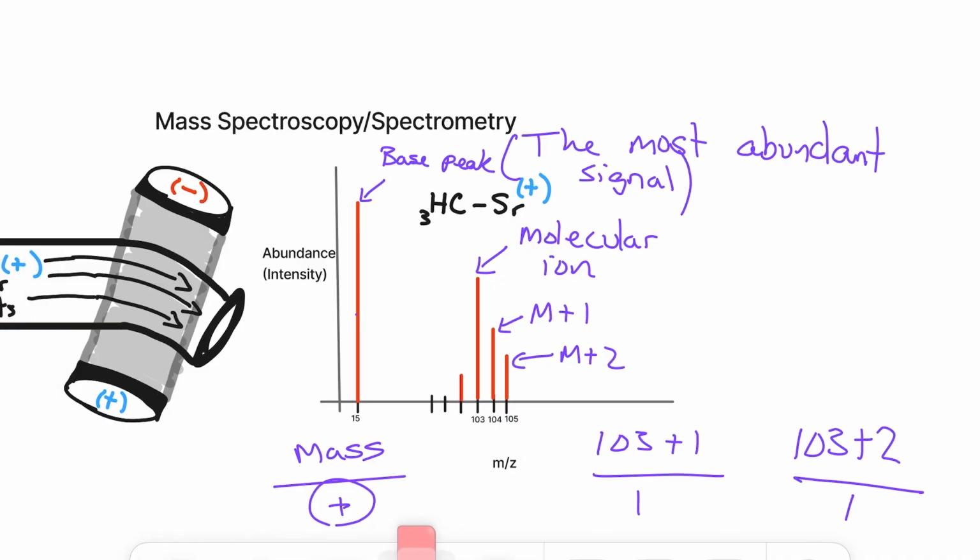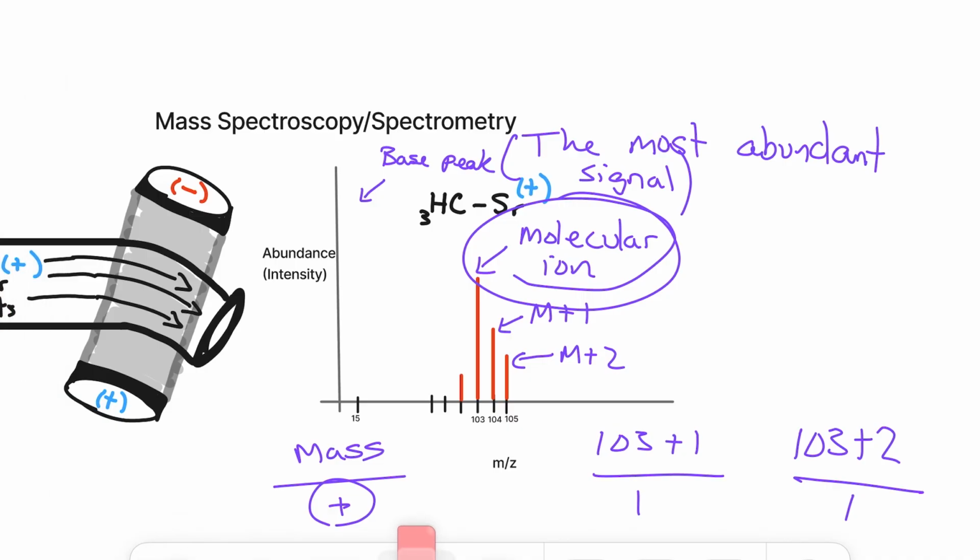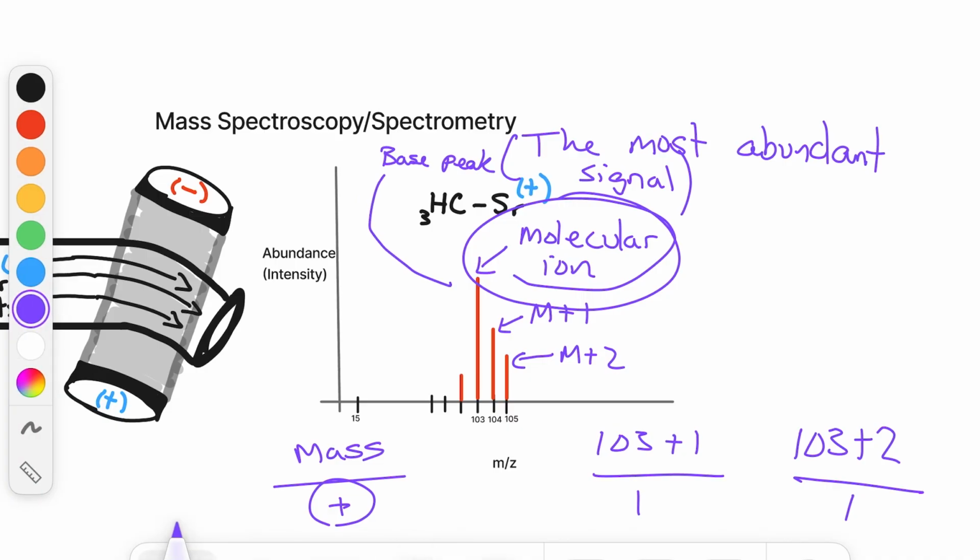Now, let's say we didn't have this signal at 15 there. Let's say you removed that. The signal at 103 would be the molecular ion. It would also be the base peak. It would be both. Okay, so they can mix that up in the questions there. Just some stuff to pay attention to.